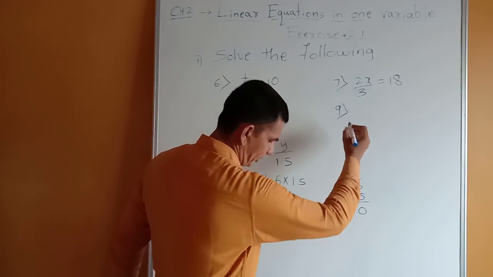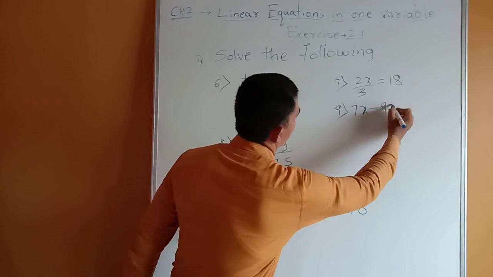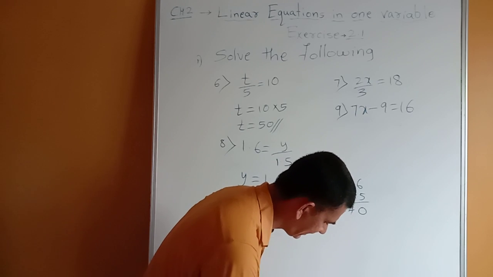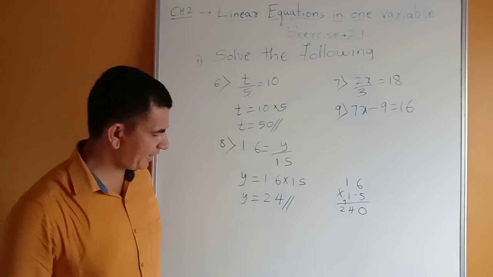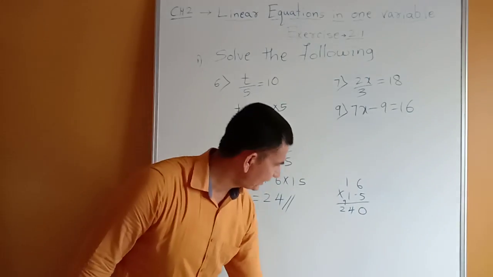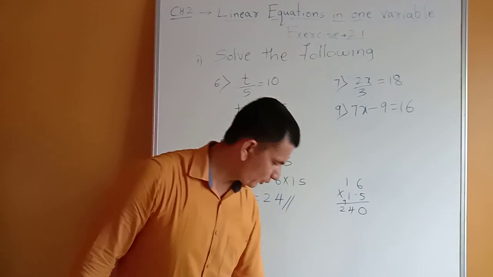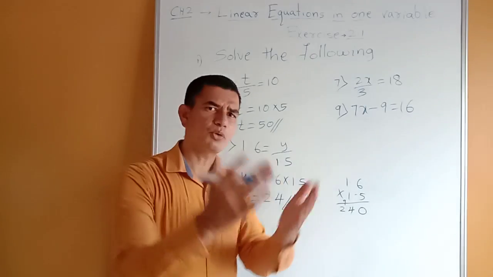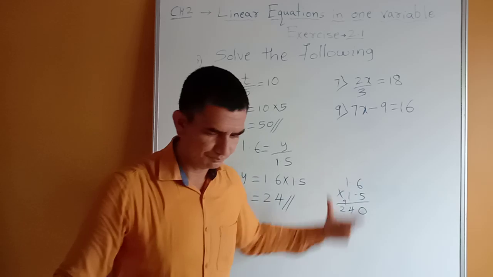This is also homework for you. 7x minus 9 is equals to 16. This also you can try at home. Now in 10, 11, 12, 3 questions are remaining. In that, one is a little bit different question. It's not difficult, a little bit different question. I will explain you, and the remaining questions I will write here for you to solve.